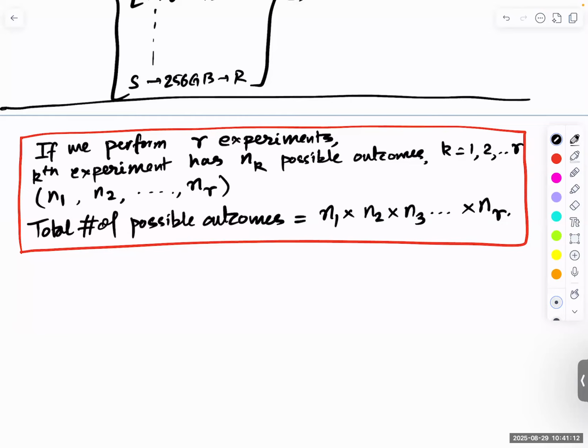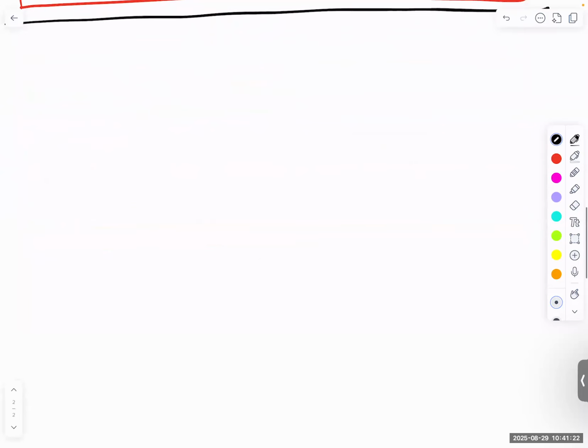Okay, I'm going to work out another example to explain this concept and also bring in some concepts from probability that we have learned so far. All right, so let's work on an example. Suppose you have to pick a password.